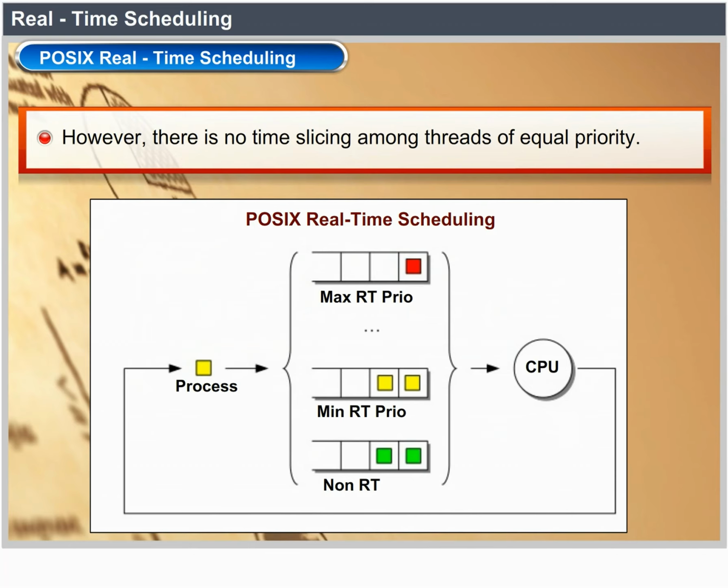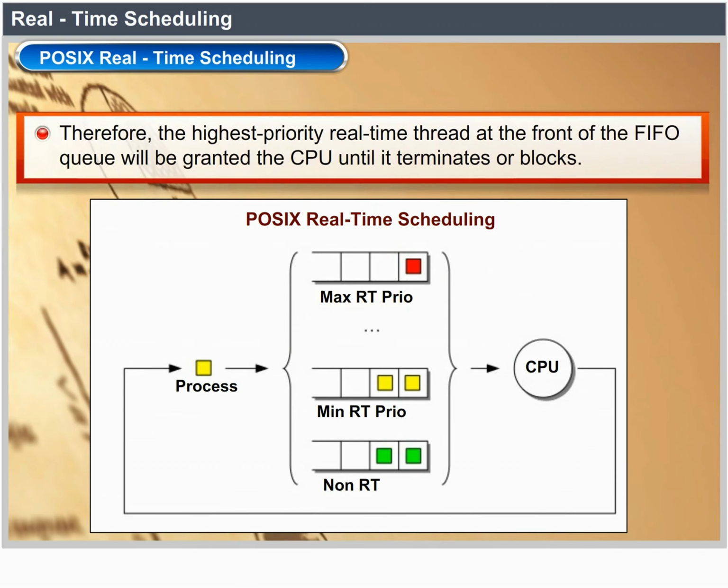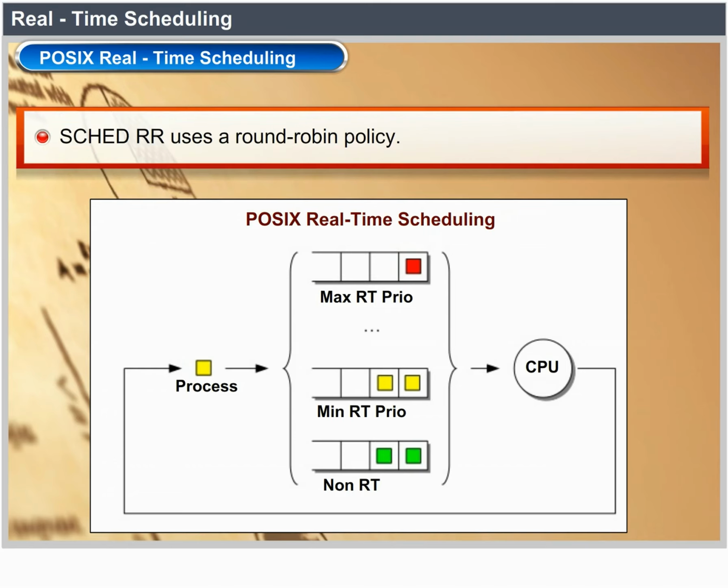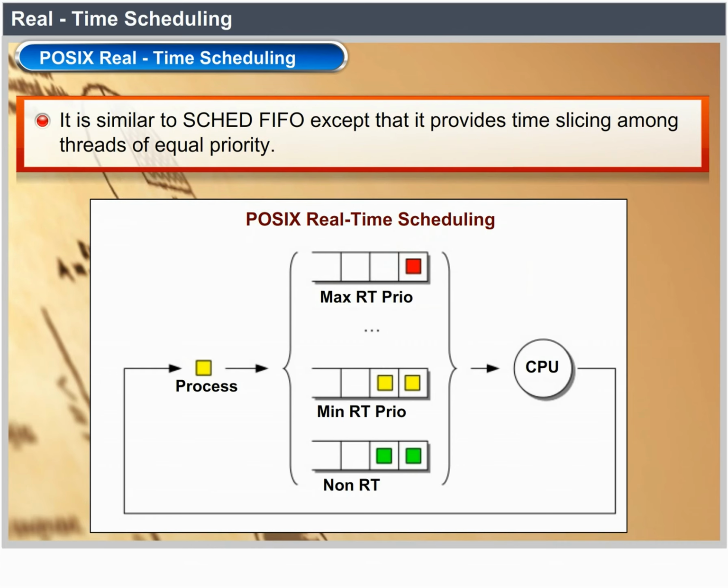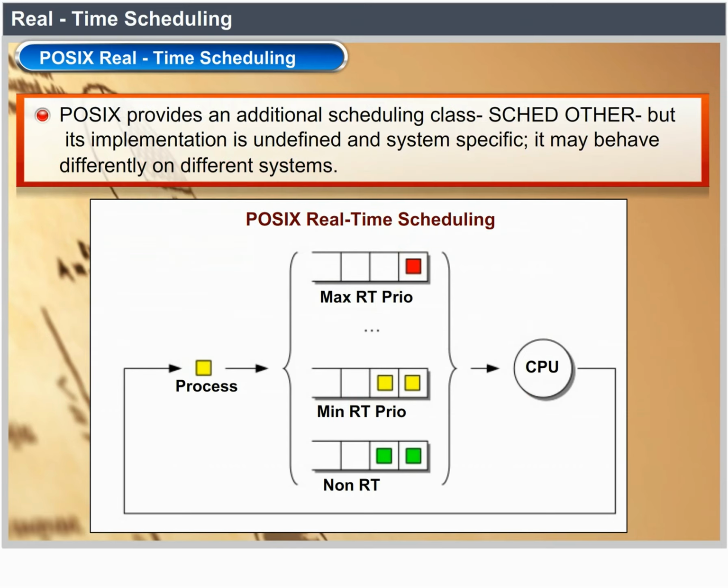Therefore, the highest priority real-time thread at the front of the FIFO queue will be granted the CPU until it terminates or blocks. SCHED_RR uses a round-robin policy. It is similar to SCHED_FIFO except that it provides time slicing among threads of equal priority. POSIX provides an additional scheduling class, SCHED_OTHER, but its implementation is undefined and system-specific. It may behave differently on different systems.